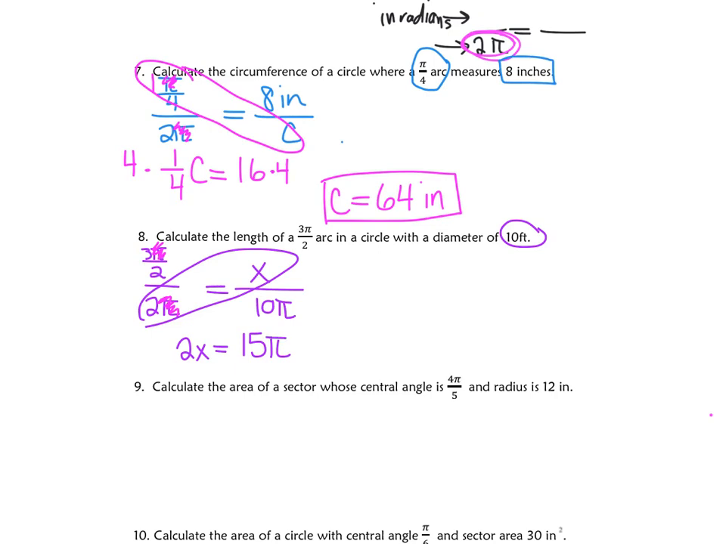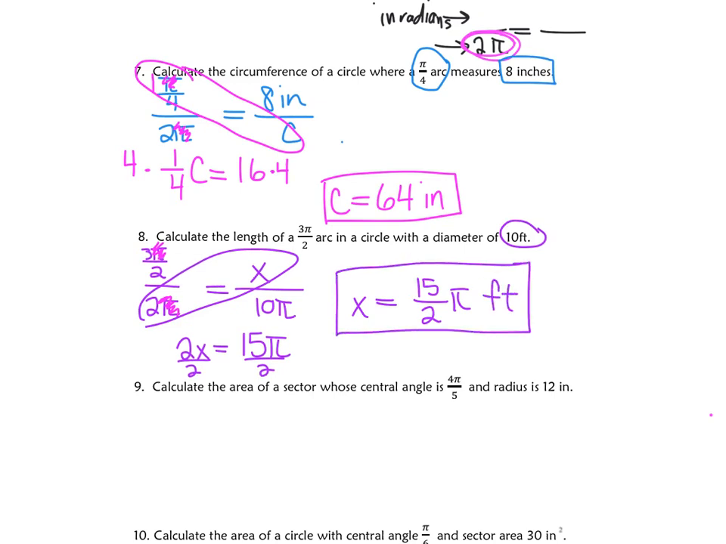3 halves times 10 is going to be 15. Now I do have a pi still there because my circumference had pi in it. I divide both sides by 2, and I get x is equal to 15 over 2. I can't simplify that pi. Or I could have written that as 15 pi over 2, but this is 15 pi over 2 feet.